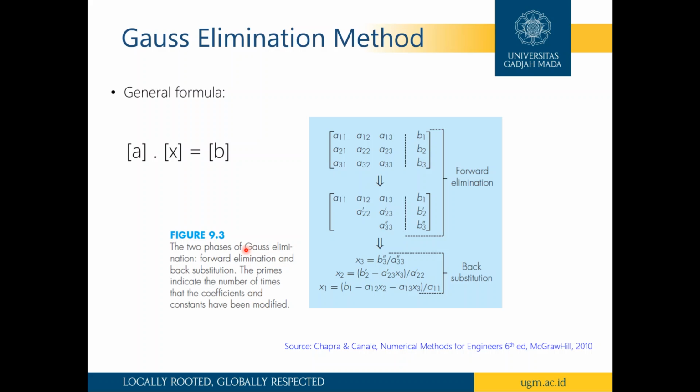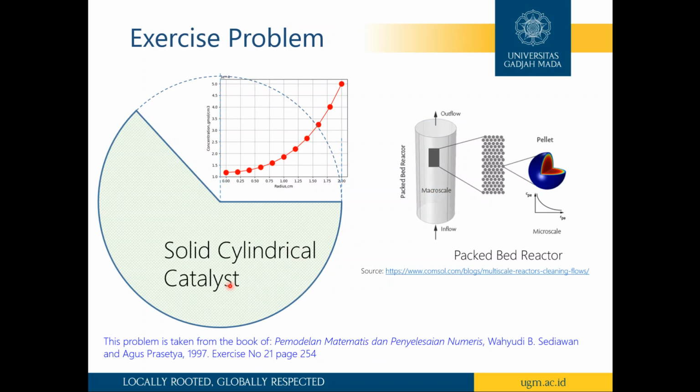The details of this theory can be read in the textbook of numerical methods for engineers. Alright, in this exercise we are going to solve the concentration distribution in a solid cylindrical catalyst. If you have a fixed bed reactor, you will have a bed of catalyst, and if you look at the catalyst, you will have a concentration profile if internal mass transfer is important compared to the reaction rate. This problem is taken from our textbook, and the plan is to solve the differential equations that we obtain using a linear algebraic system. The solution that we expect is something like this.